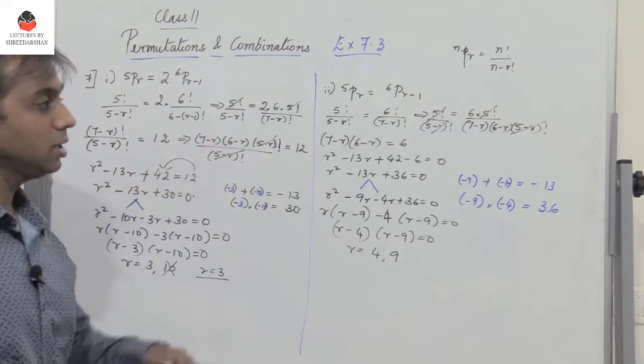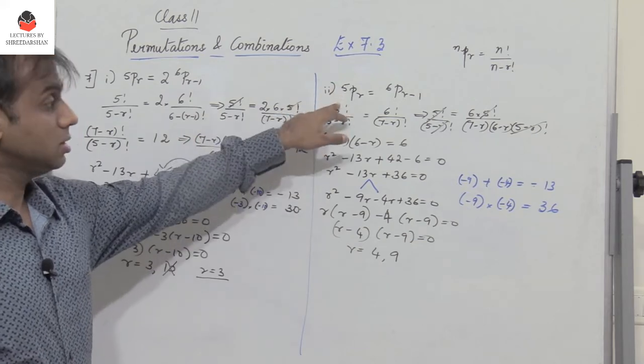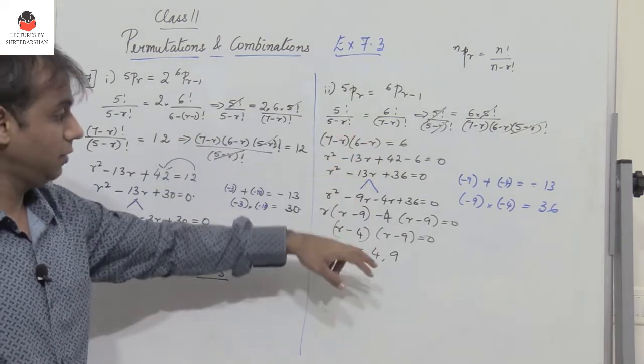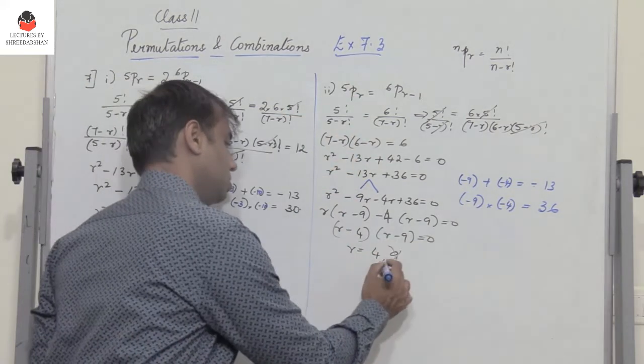Again observe that n is 5 in this case, so r cannot be greater than 5. Therefore the value of r is 4.